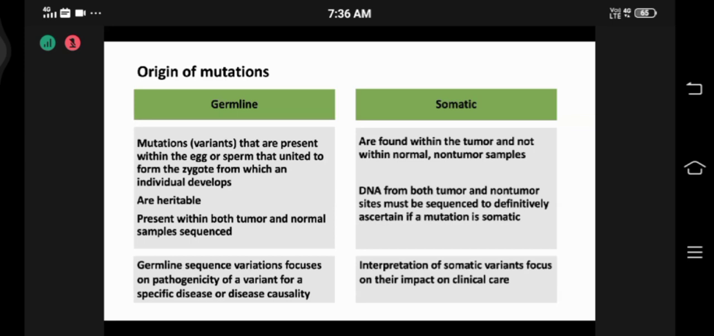Now, why do we test for somatic mutations? We use it for interpretation of the variants, focusing on the impact on clinical care.